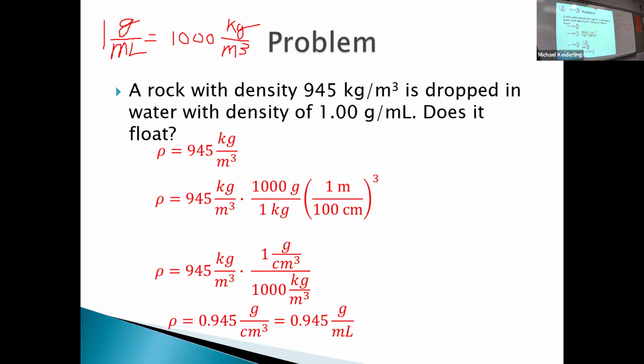The density of this rock in grams per milliliter is 0.945 grams per milliliter. So this rock will float. It is less than 1 gram per milliliter, so it floats.